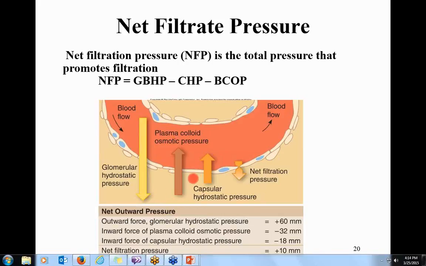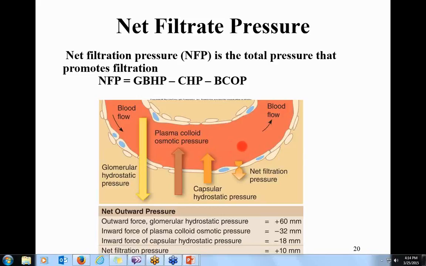Two pressures oppose this. The first one is the plasma colloid osmotic pressure. If you remember, colloids are large proteins that can't leave the bloodstream, so they want to pull fluid into the capillary. You also have pressure inside the capsule. This is capsular hydrostatic pressure, and this is going to push fluid from the capsule back into the capillary.